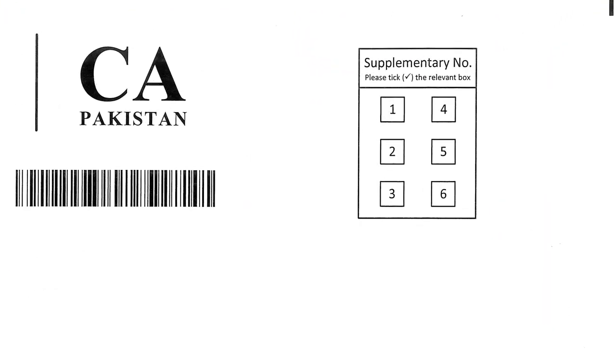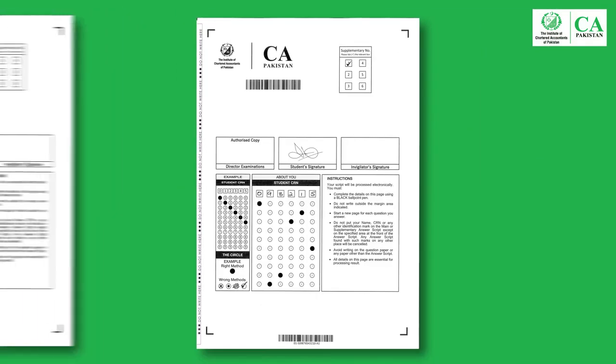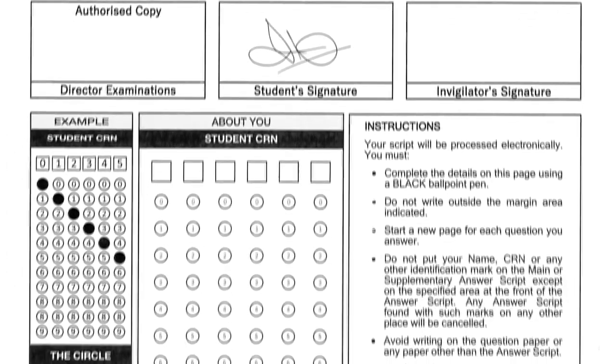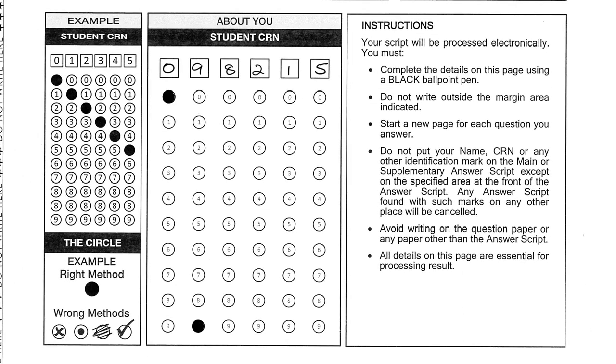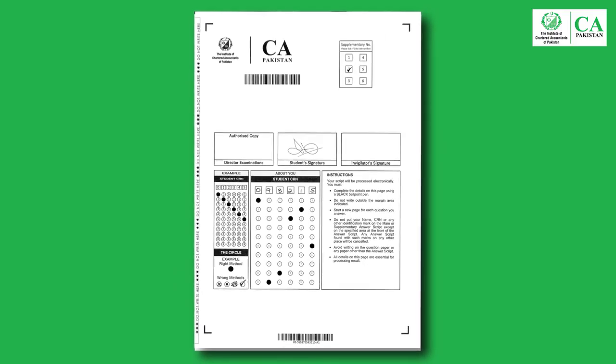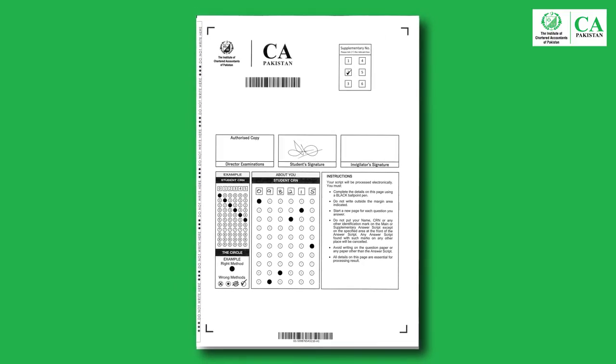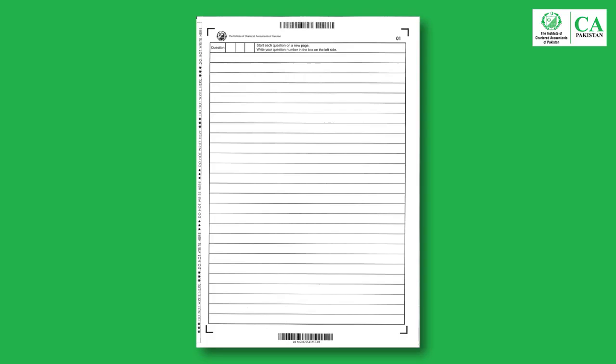Adjacent to the ICAP's logo, there is a box with 6 sub-boxes for mentioning the supplementary answer script number. For example, in case of the first supplementary script, tick mark at 1, and second supplementary script, tick mark at 2, and so on. It must be noted that there is no space on the supplementary answer script to write your name and subject. Now I will explain how to write inside the answer script.